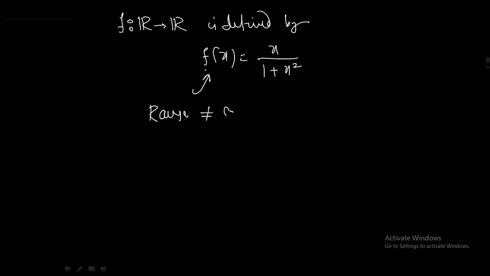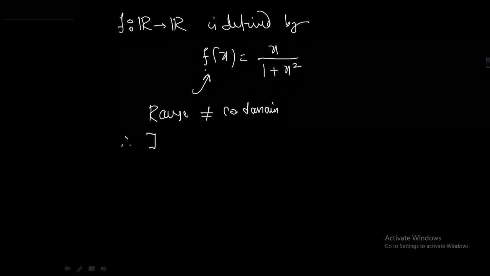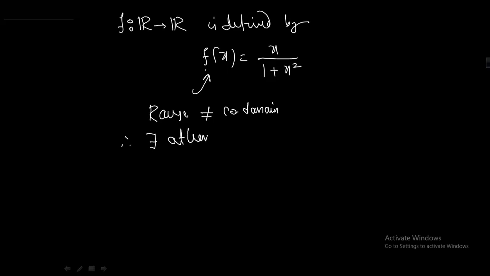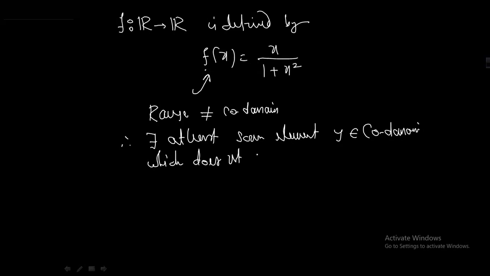Now if this function is not onto, that means range is not equal to codomain. Therefore there exists at least some element y, say y, belongs to codomain which does not belong to the range.